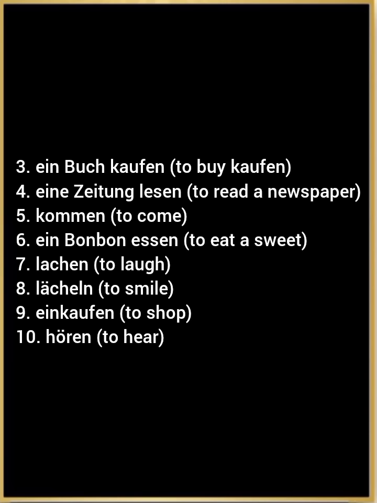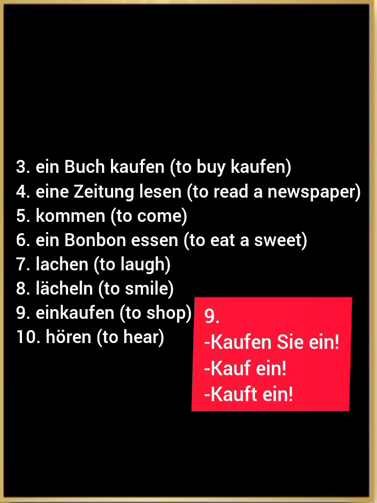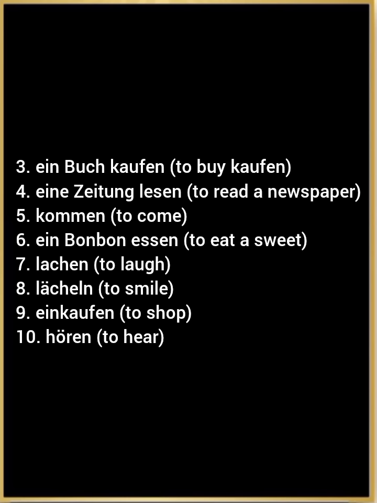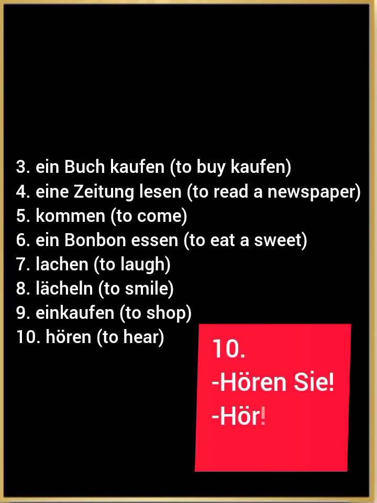Number 9 was an example of a separable verb. Einkaufen, to shop. So, because it's separable, you have to remove the ein and put it at the end. So you say, kaufen Sie ein. And then, kauf ein. Kauft ein. Lastly is hören, to hear. Hören Sie. Hör. And then, hört.